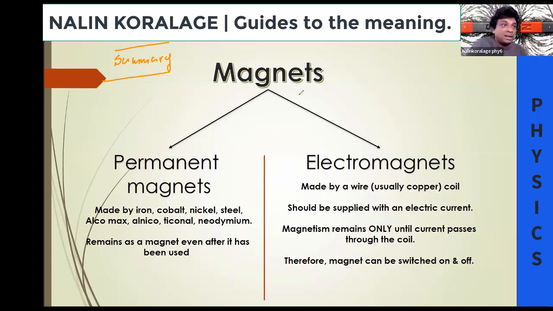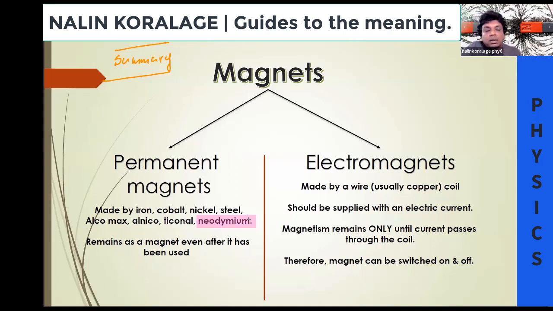And I told you, don't forget, you have to remember this one, because probably they are waiting to check this. Neodymium. Neodymium is one of the strongest magnetic materials, and it is also an alloy, frequently used to make permanent magnets. Permanent magnets remain magnets, their magnetism prevails even after they have been used. That's why they are called permanent magnets.